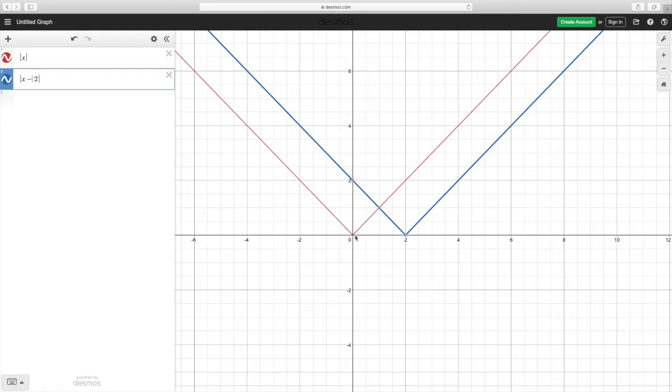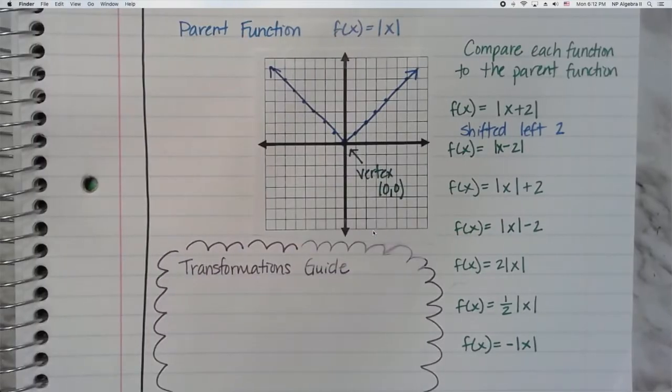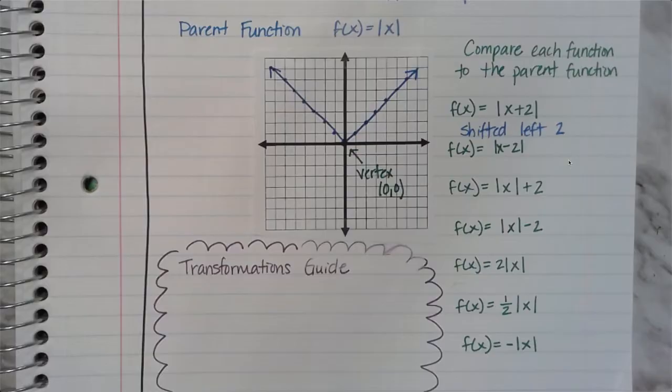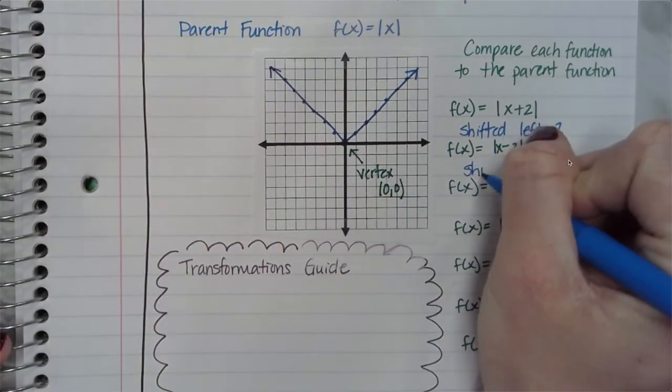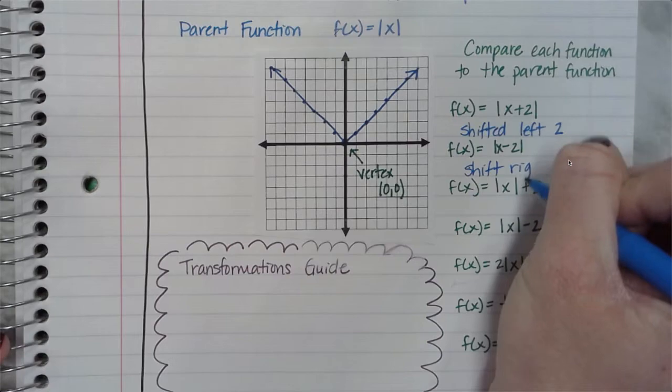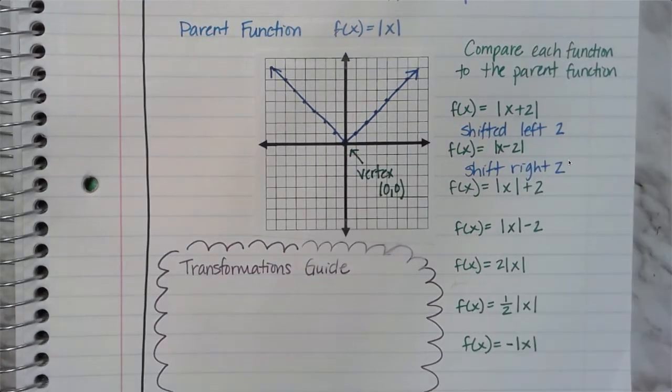Okay, comparing our functions here. Look at our parent function, which is red, and compare it to this function, which is blue, the absolute value of x minus 2. This time it was a translation or a shift to the right 2. Okay, so we'll call this shift right 2. Okay. Now we're going to compare the next one.